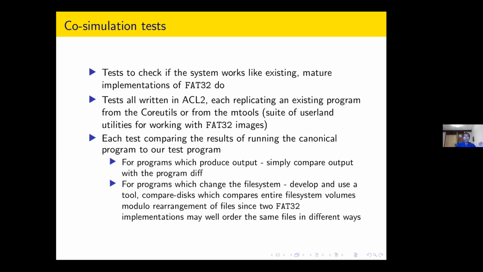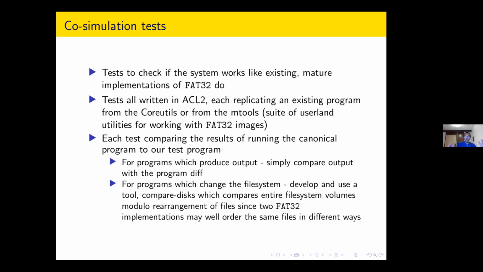So code proofs are probably all fine, but most people will probably want to have something more in order to be confident that this file system model is accurate and is therefore valuable. And so we have a series of co-simulation tests which check to see if the system actually works like existing mature implementations of FAT32 do. These tests are all written as ACL2 programs.